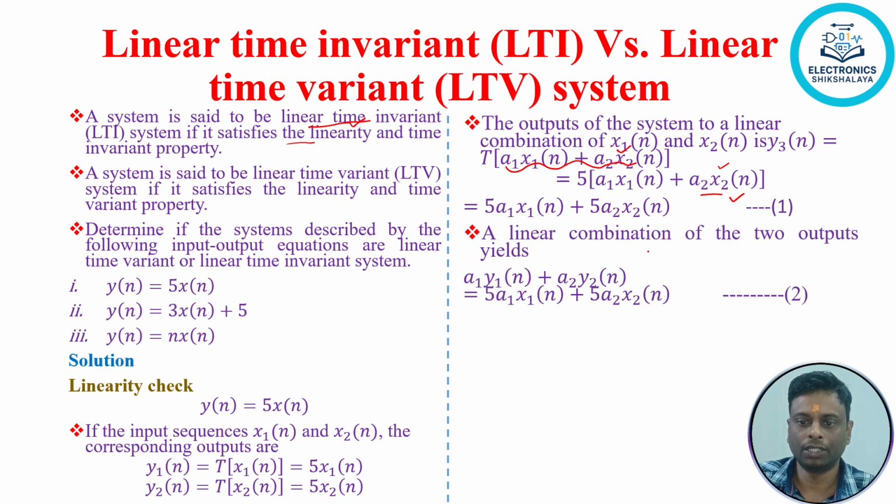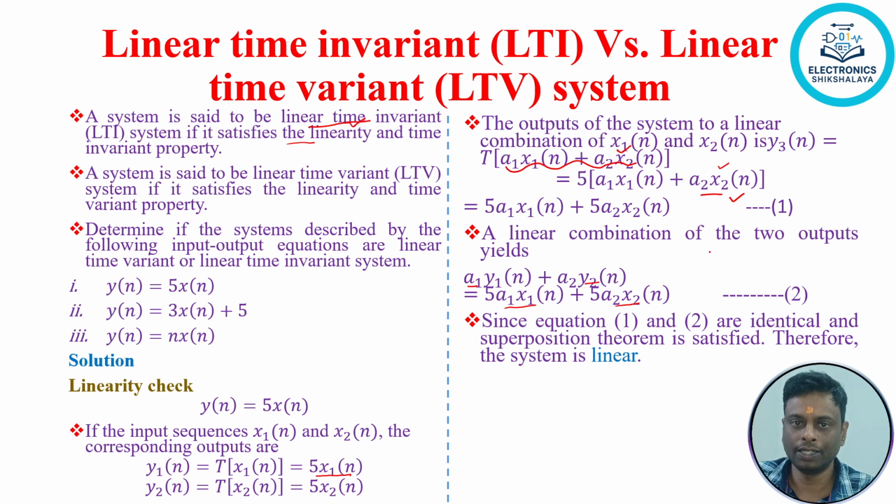Now the linear combination of the two outputs, that is a1 into y1 of n plus a2 into y2 of n, where y1 of n is 5x1 of n and y2 of n equals 5x2 of n. You can see that both equation 1 and 2 are the same. That is why the system is a linear system. The superposition theorem is satisfied, that is why it is known as a linear system. Second, we will check whether it is time invariant or time variant.